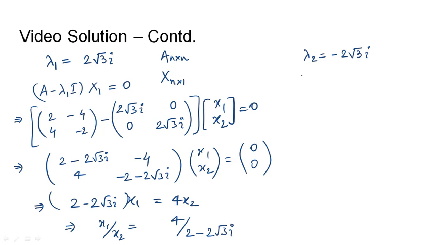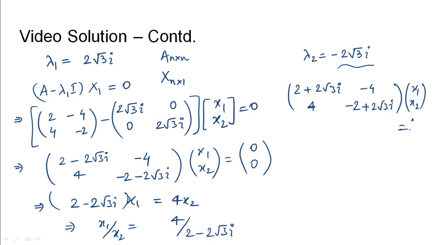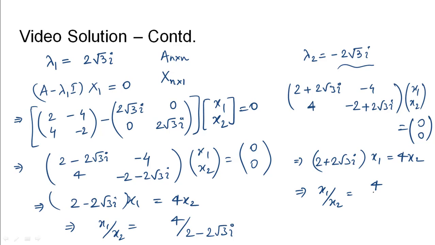Following the same process for the second eigenvalue, that is minus 2 root 3 i, we would get [2 plus 2 root 3 i, -4; 4, -2 plus 2 root 3 i] into [x1; x2] equals the null matrix [0; 0]. Expanding along the first row, we would get (2 plus 2 root 3 i) into x1 equals 4x2. This would give x1 by x2 as 4 divided by 2 plus 2 root 3 i.